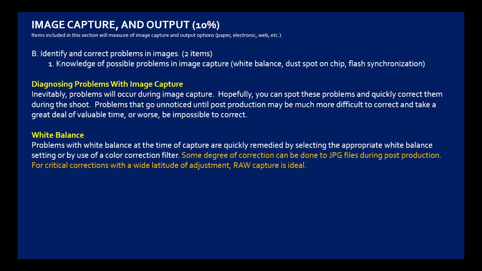The idea here is if you take an image and you look at the back of the camera and the pictures are turning out quite blue, what's the problem? Well, the problem is going to be one of white balance, and you would correct that by going to the white balance setting on your camera and making the necessary corrections. With some of our previous studies on white balance, we've also seen that you can use color correction filters over the lens to correct white balance problems.